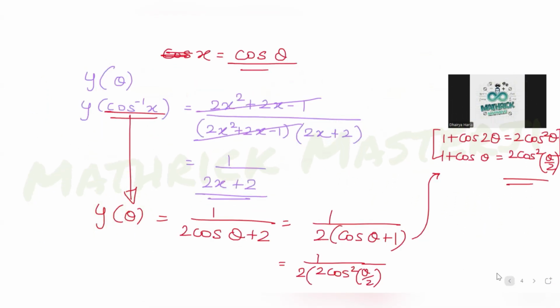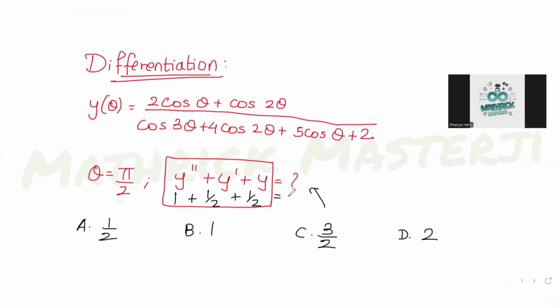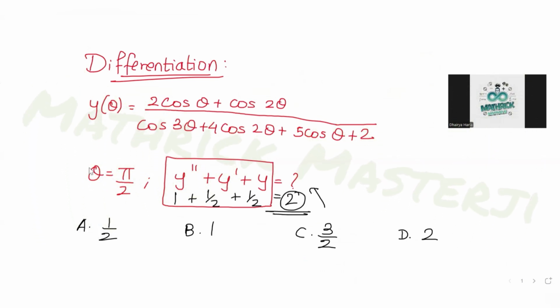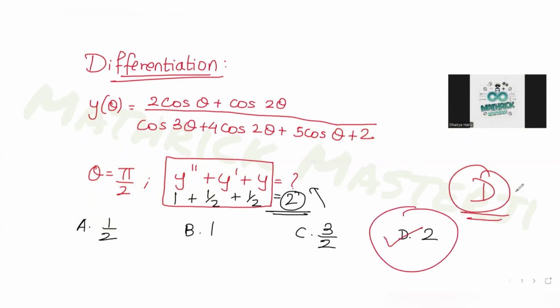So I have all the three of them with me now. If I just add all of them, this was 1, this was half, this was half. So 1 plus half plus half, which is nothing but 2. So if I see the answer choice that matches here with the question, it is option D. So D becomes the correct answer for this question that was given to us here.